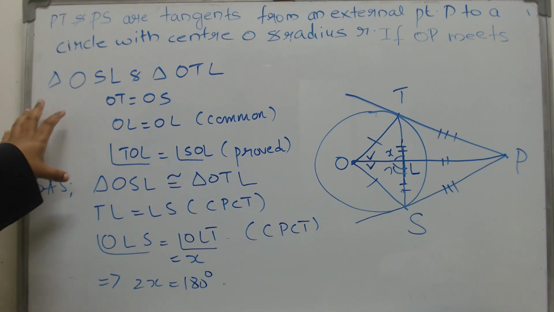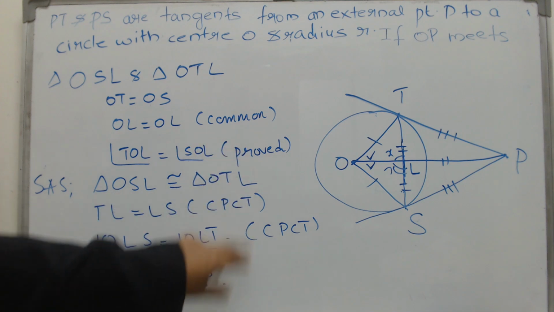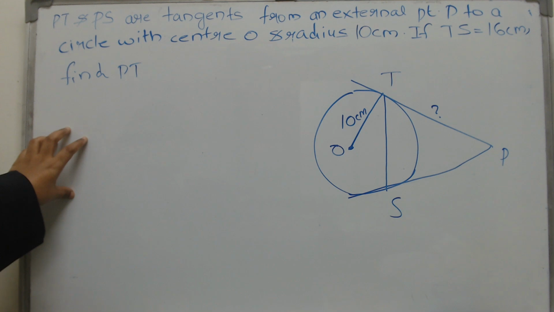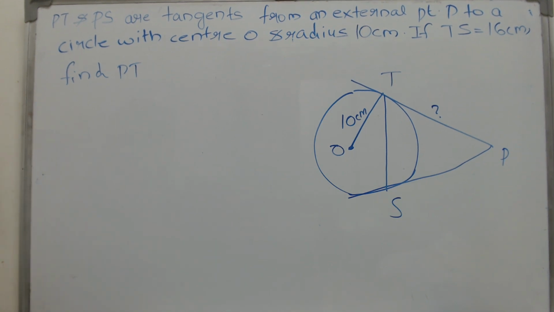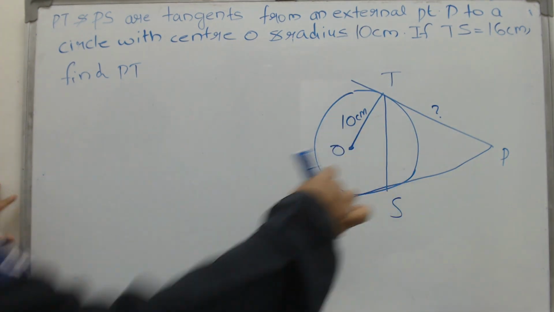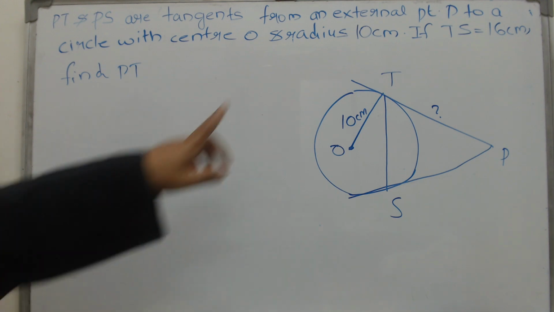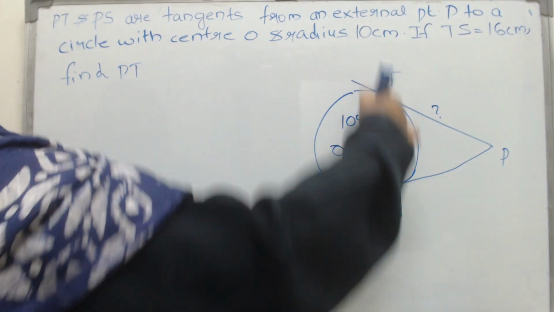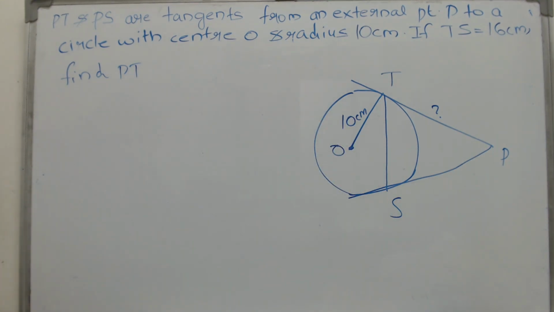Now what we are going to do is take this result. Based on this result, prove a similar question. Now this is our next question. The situation is pretty much the same. We have an external point, two tangents, and a chord which joins the 2 points of contact. Now what we are given is the radius and the length of the chord which joins the 2 points of contact. Now you have to find out what PT is.